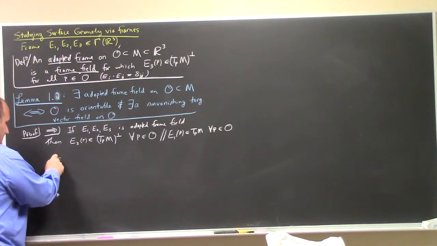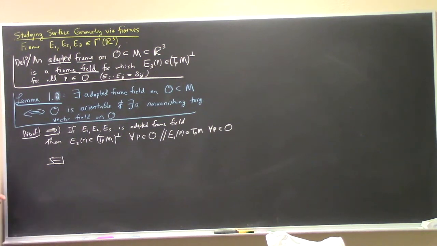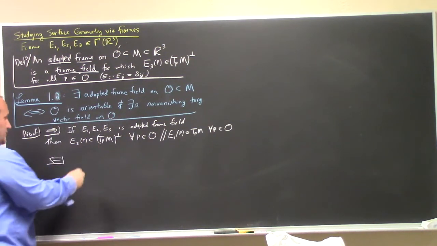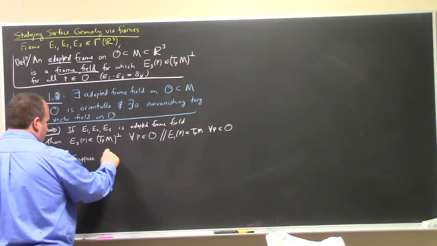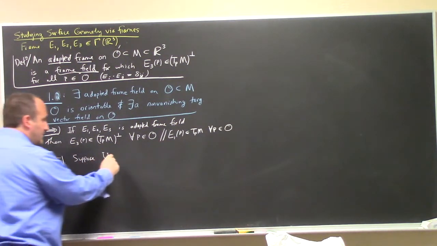The other direction: if you have that O is orientable and there exists a non-vanishing tangent vector field, right? Suppose that we have O is orientable. So suppose U is the unit normal on O.